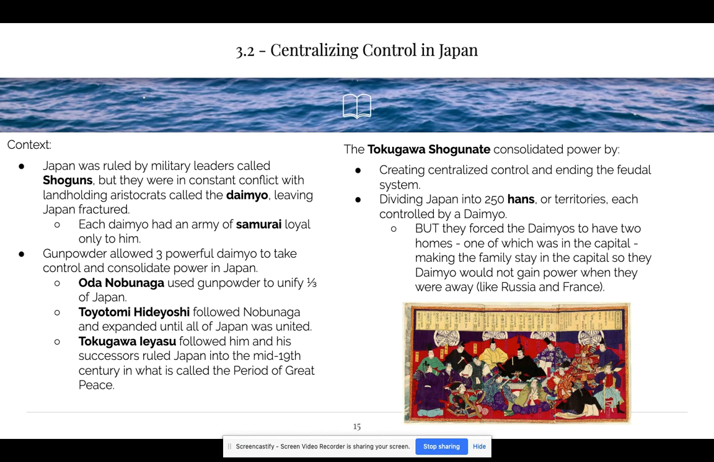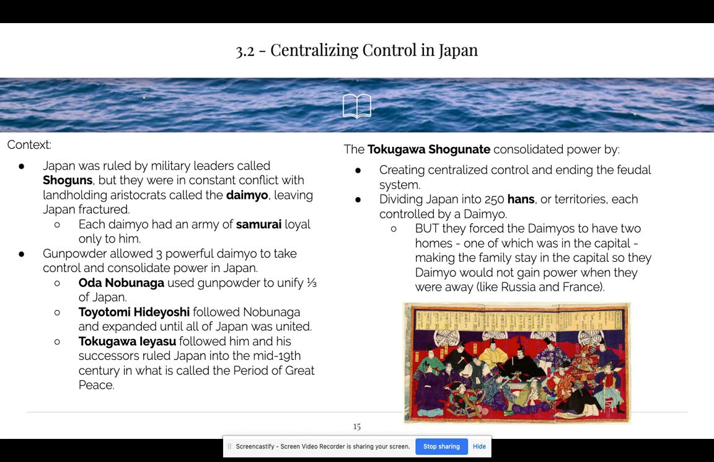Now let's talk Japan. Japan is a little bit of an interesting one. So Japan was ruled by military leaders called shoguns. This is before Japan was unified. And they were in constant conflict with the daimyo, who were the land-holding aristocrats. So they were like the Russian boyar or the French nobles. They were rich people that owned land, and they constantly fought with the shoguns. Each daimyo had an army of samurai that were loyal only to him, and that obviously makes them very powerful.